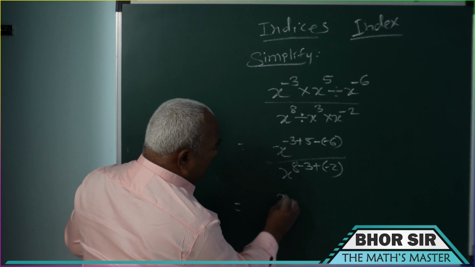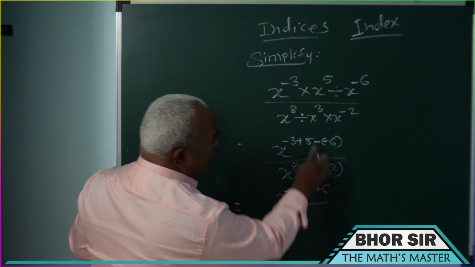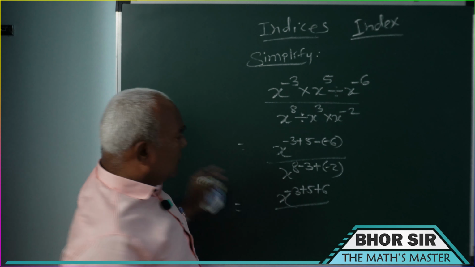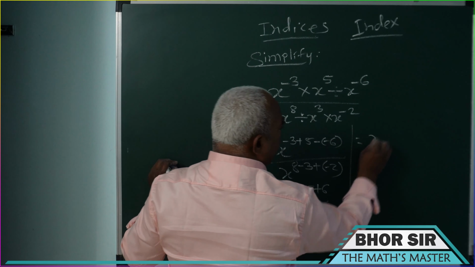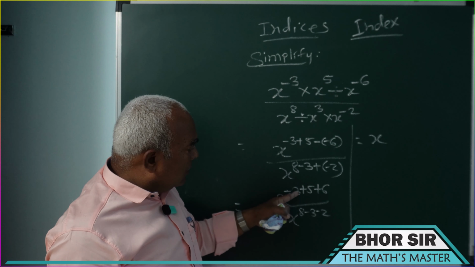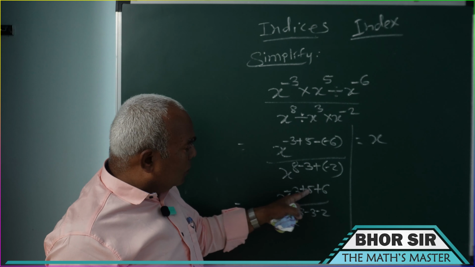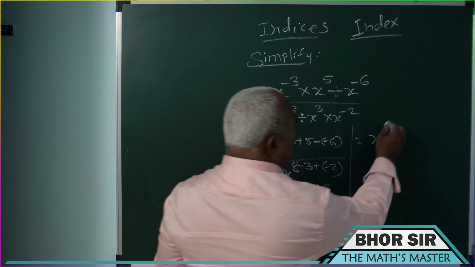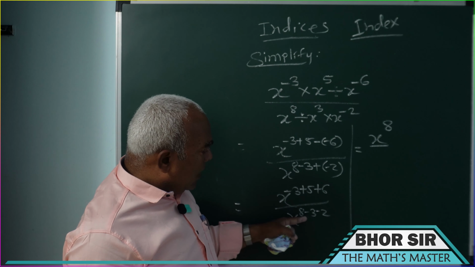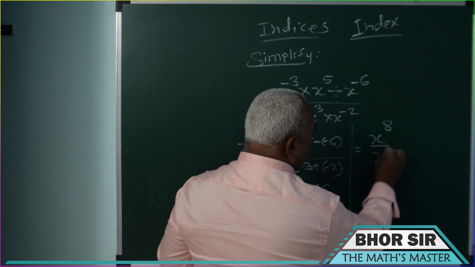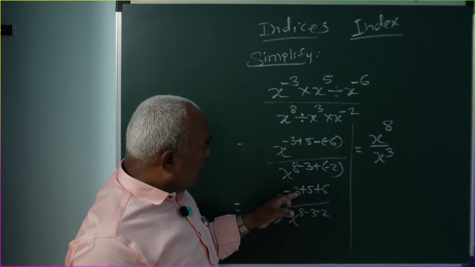Therefore this way. Now answer coming x raised to minus 3 plus 5 plus 6 plus. While removing the bracket, minus into minus becomes plus 6. Okay. x raised to 8 minus 3 minus 2. Okay. Minus 3 plus 5 becomes plus 2. See here. Minus 3 plus 5 becomes plus 2. This plus 2, this plus 6, become the answer 8 upon 8 minus 3, 5. Again 5 minus 2 becomes 3. Answer becomes 3. Okay. 8 minus 3 becomes 5. 5 minus 2 becomes 3. Minus 3 plus 5 is 2.